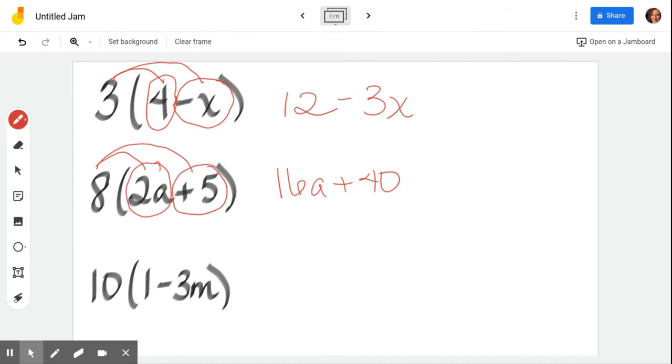I've got a 10 outside. Inside, I've got a 1, and I've got a minus 3m. 10 times each one of those gives me, let's see, 10 times 1 is 10. 10 times negative 3m is negative 30m.